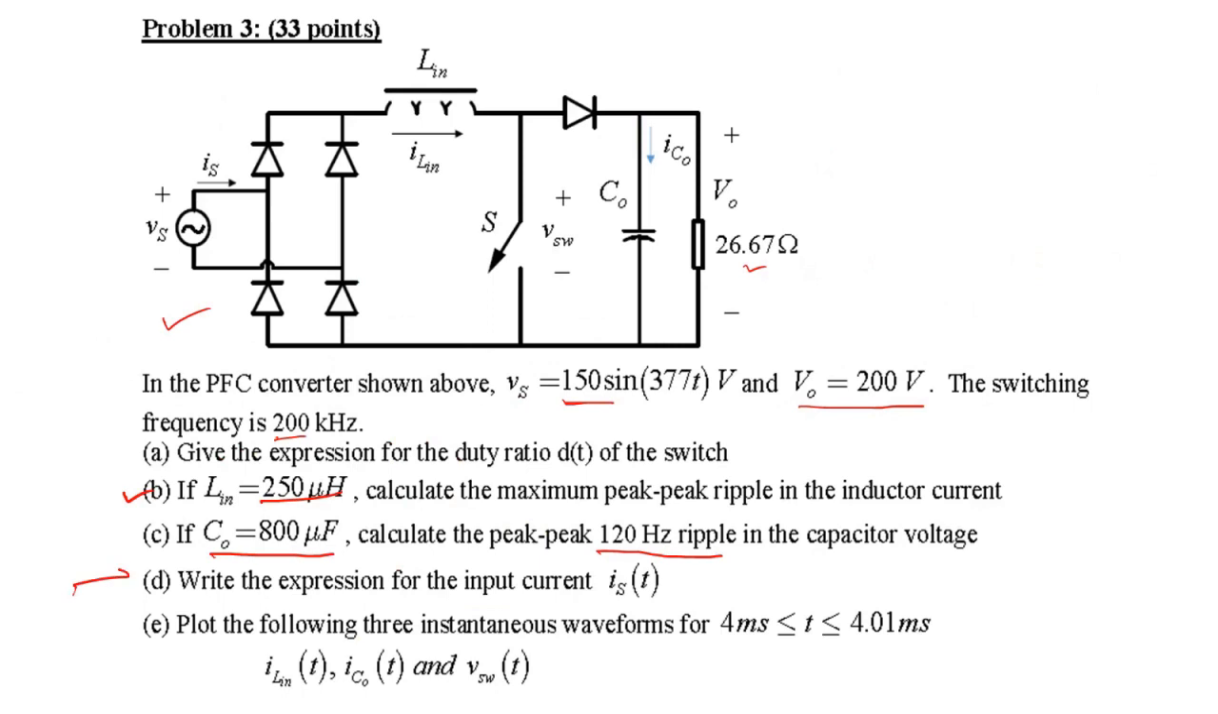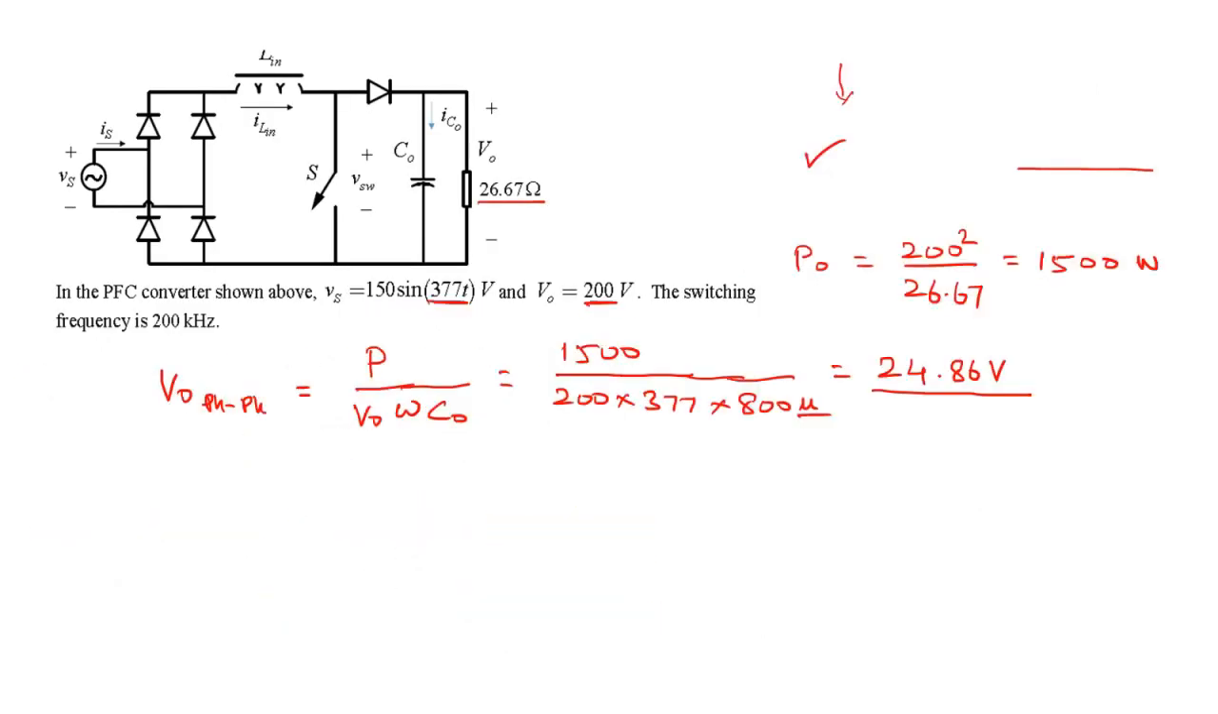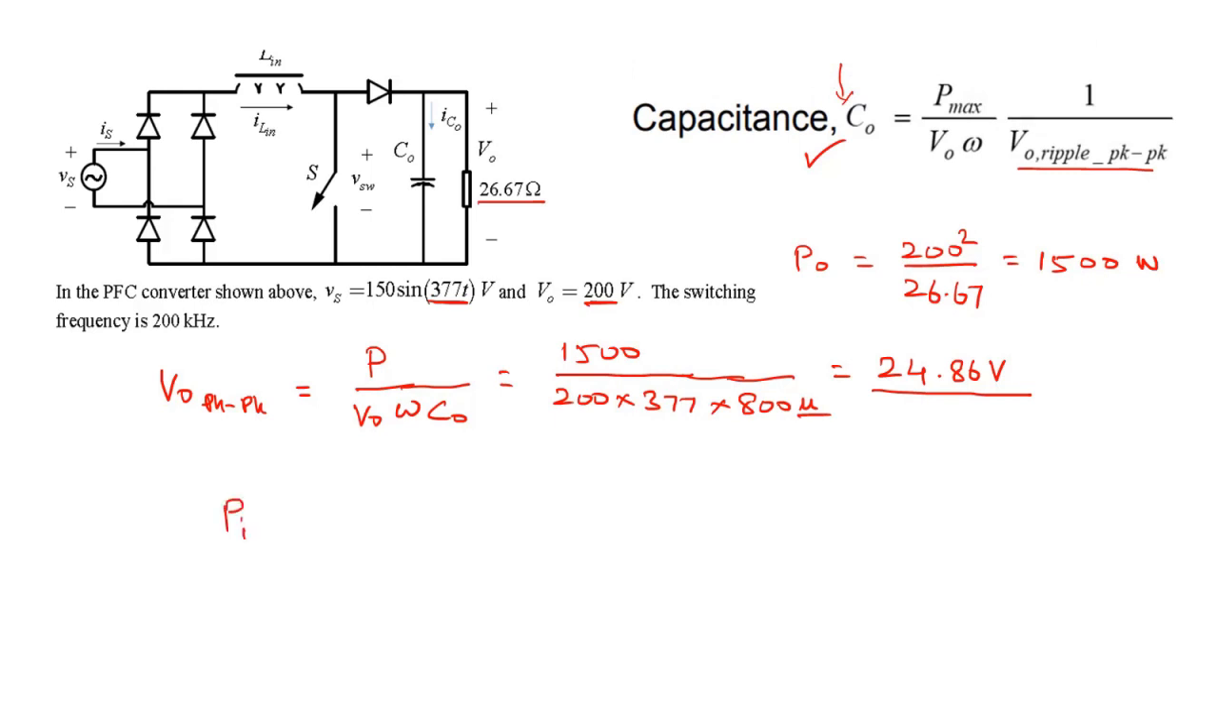Part D is to write an expression for the instantaneous input current Is of t. Okay, so when we do this, we can neglect the switching frequency ripple and then just write the input current waveform. Okay. So in single phase AC circuits, the power P in, which is the same as P out, which we calculated was 1500 watts, is equal to Vrms times Irms.